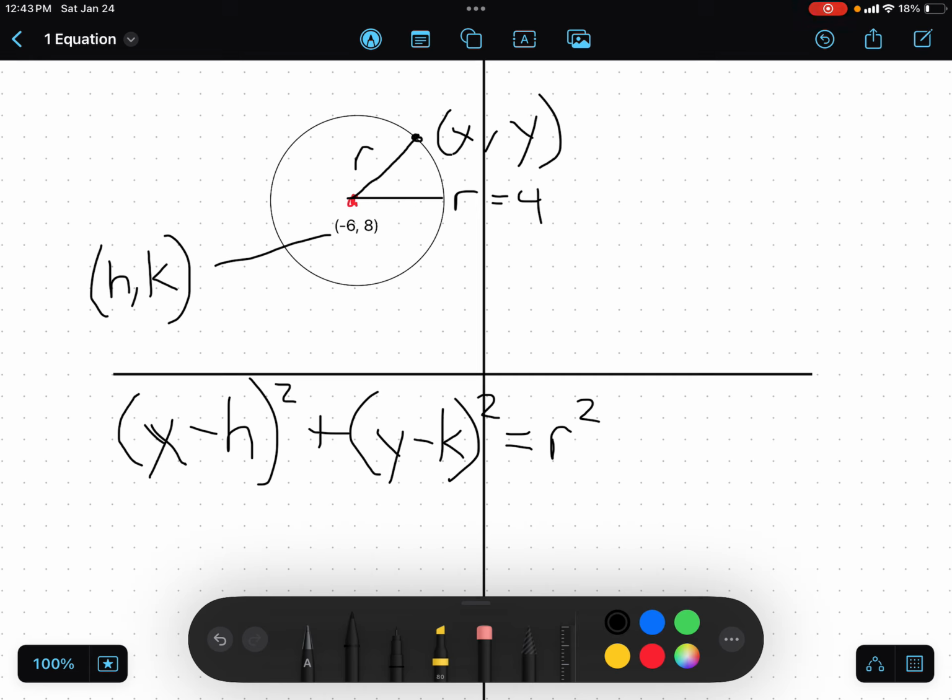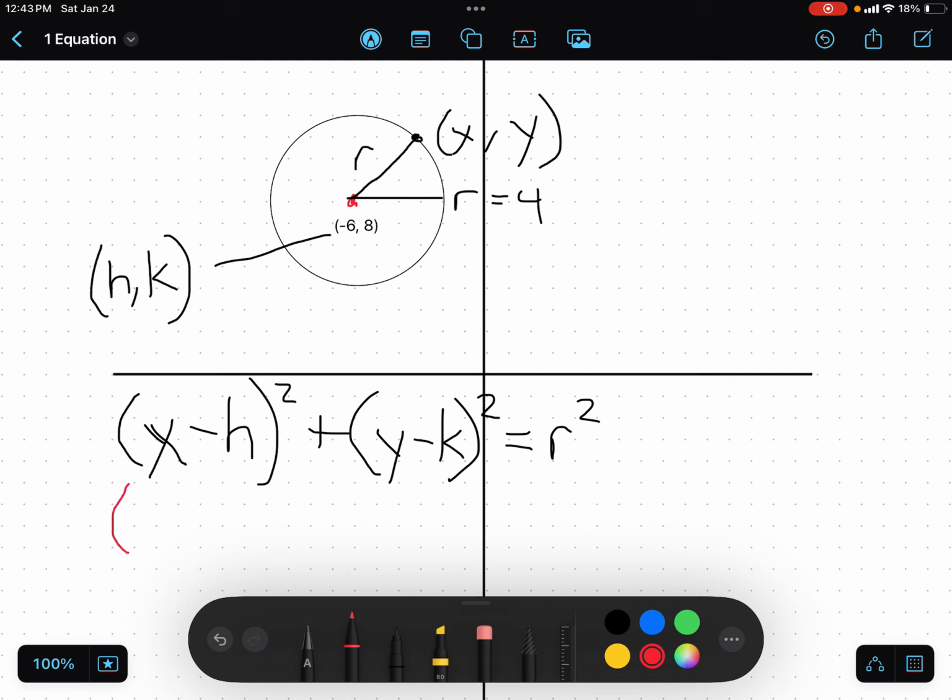Now, of course, that radius is going to be the same length no matter where in the circle it is drawn, because throughout a circle, the length of the radius is consistent. That's what makes the circle a circle. So let's get the equation for this specific circle based on this information.